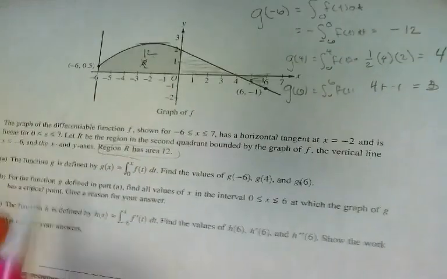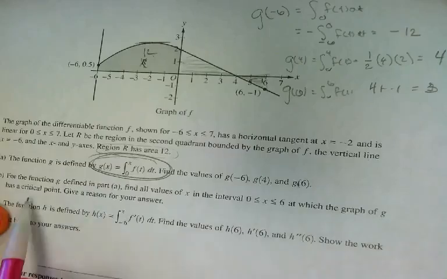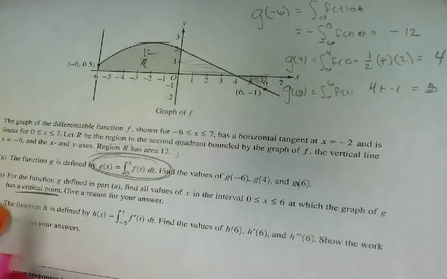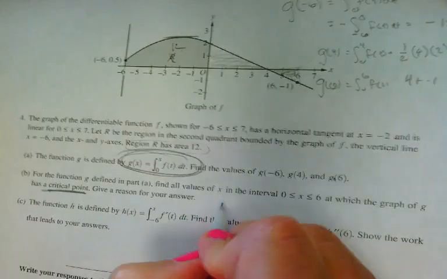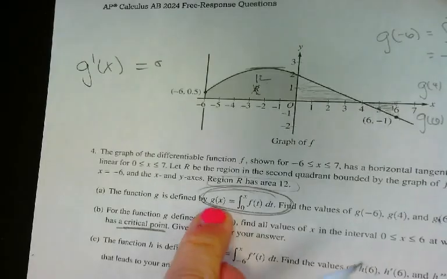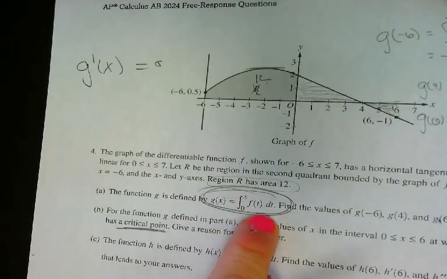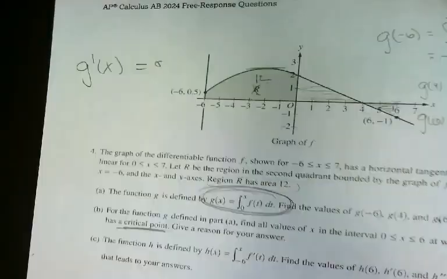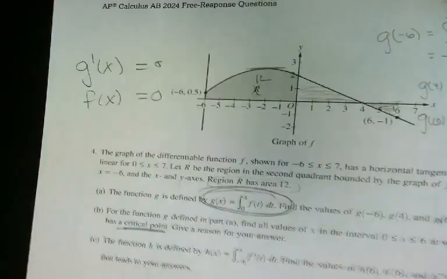Part B says for the function g defined in part A, find all the values when the function g has a critical point. So the moment I see critical point, my brain's saying set the derivative equal to 0. So I want to find g prime of x, and I want to set it equal to 0. So that's that second fundamental theorem. When I take the derivative of an integral, I do two things to the upper bound. I substitute in the upper bound, and then I multiply by its derivative. So I'm going to end up getting f of x equals 0.